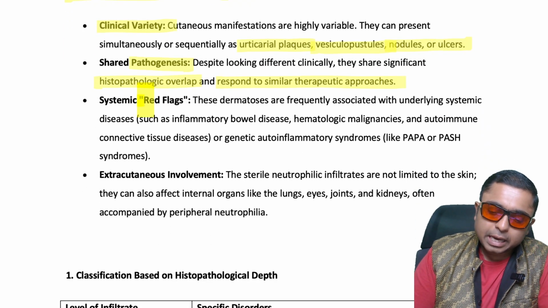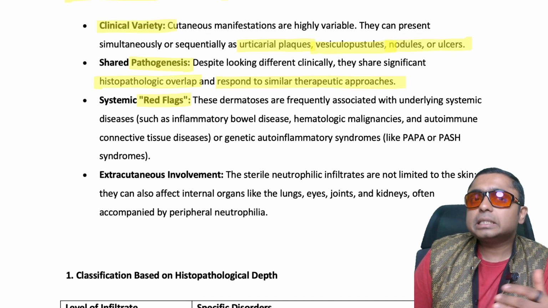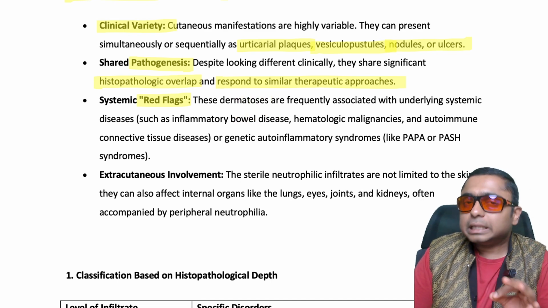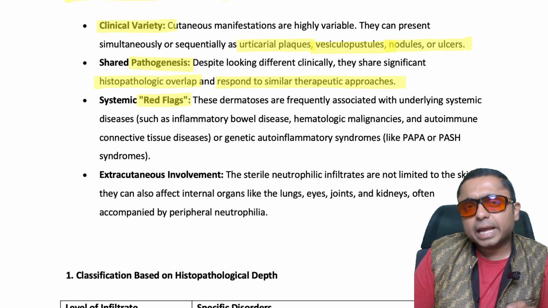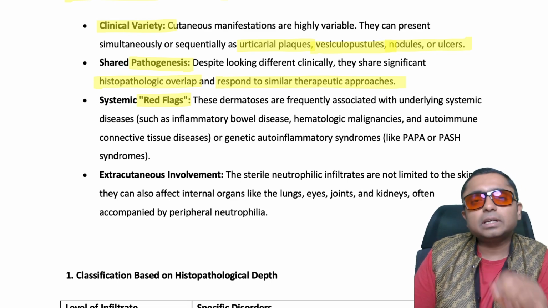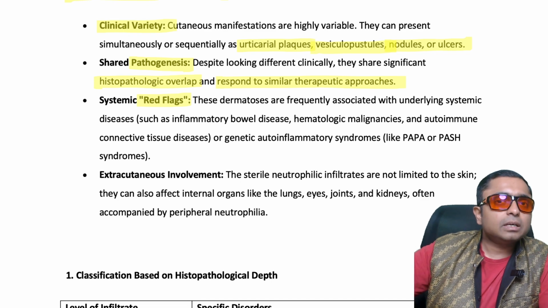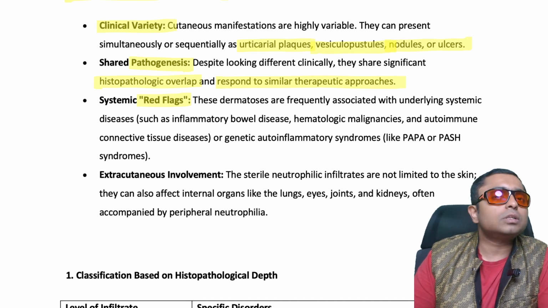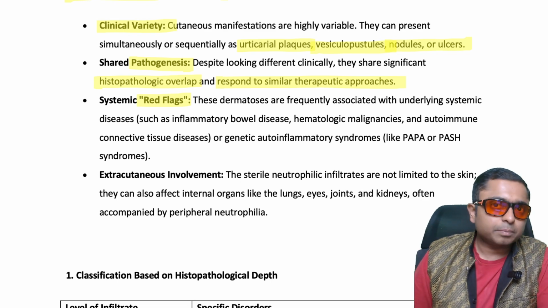And remember, there are going to be various associated systemic conditions. So these are all disorders which require early diagnosis, and close monitoring of the patients is very crucial, so that we can diagnose the underlying associated systemic condition and also take care of that, right?